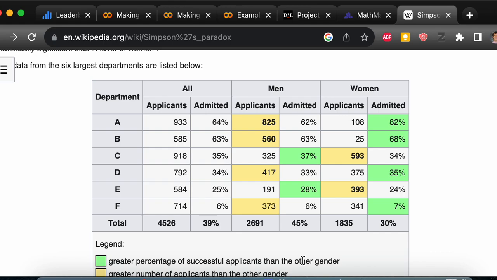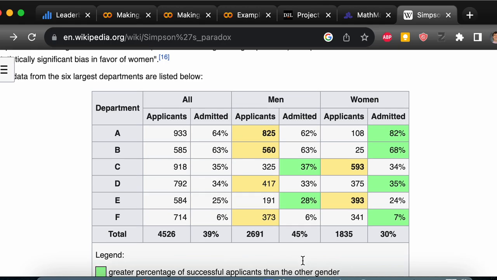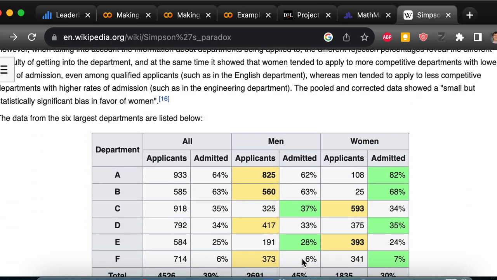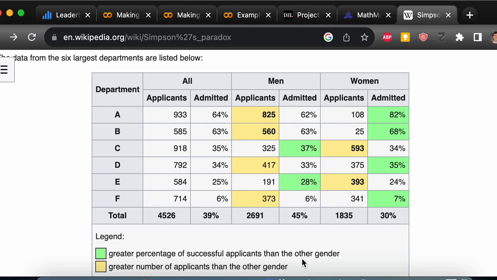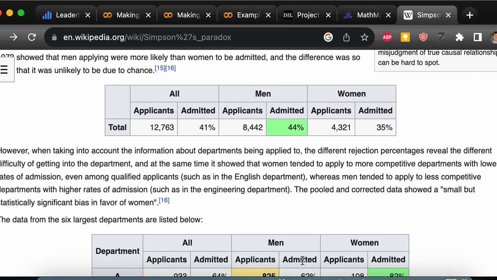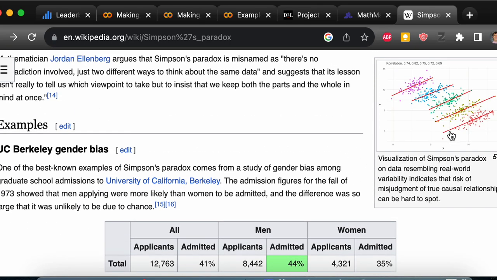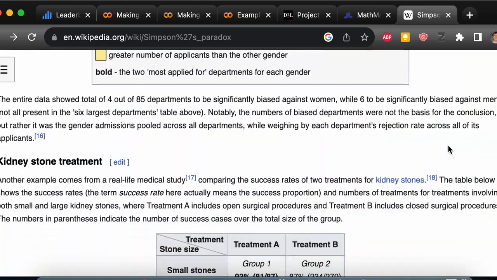In some departments, the women were more admitted, and in some departments, the men were more admitted. But if you combine it all, it looks like discrimination. It is, again, because each department had wildly different rates, so they were like different blobs. In department A, lots of people got in, but in department F, only 6 or 7% of people got in. So by combining blobs like this, you can change the trend line from positive to negative.